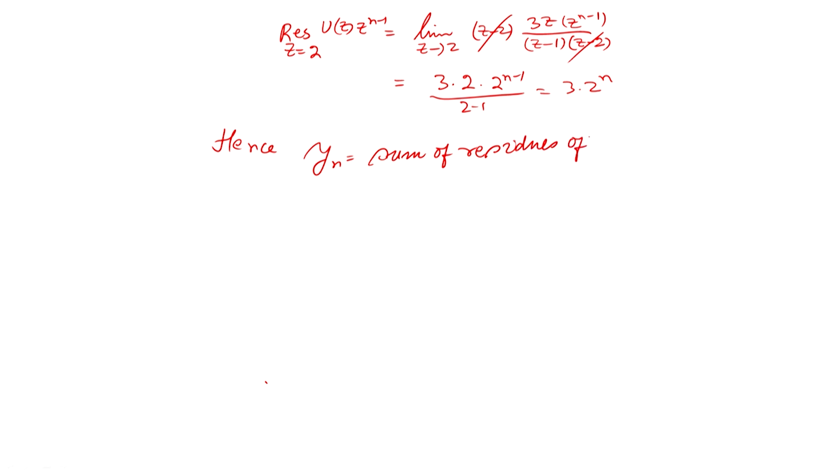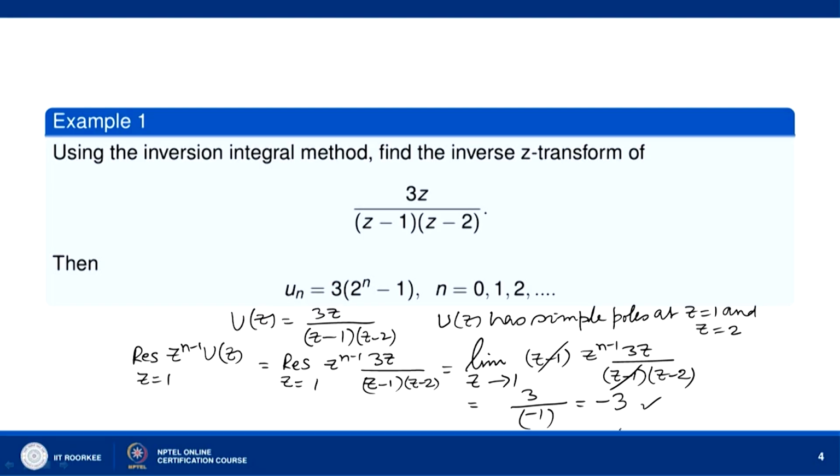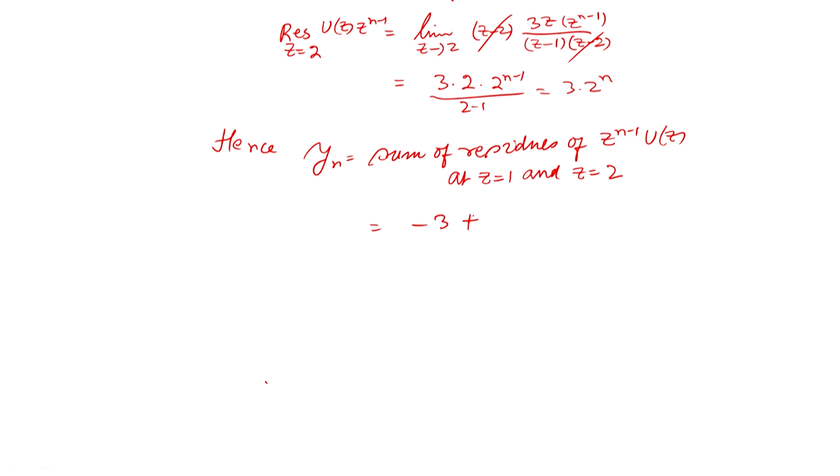of z to the power n minus 1 into U(z) at z equal to 1 and z equal to 2. Okay. So, this is equal to, we have minus 3 plus 3 into 2 raised to the power n. Okay. So, u(n) is, this is for n greater than or equal to 0.